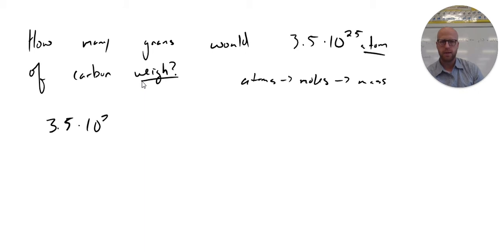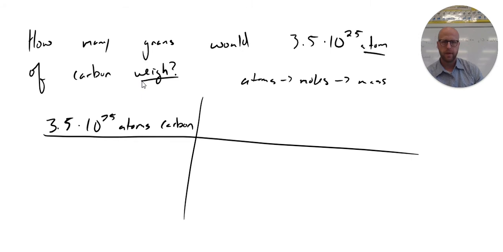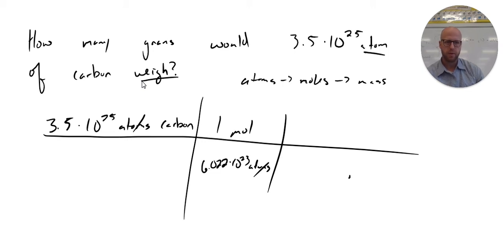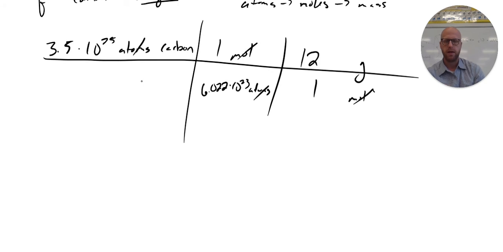So let's start with what we know. We know there's 3.5 times 10 to the 25th atoms of carbon. I want to go to moles first, so I want 1 mole up top, and I know in 1 mole there's 6.022 times 10 to the 23rd atoms. So my atoms cancel, then I'll be in moles of carbon. But I don't want to finish with moles, so I want it on the bottom to make sure the moles cancel. And I want to go to grams. So I look at the periodic table, and I see that there are 12 grams per every 1 mole of carbon. I round it to the nearest whole number there, and I'm fine if you do that.